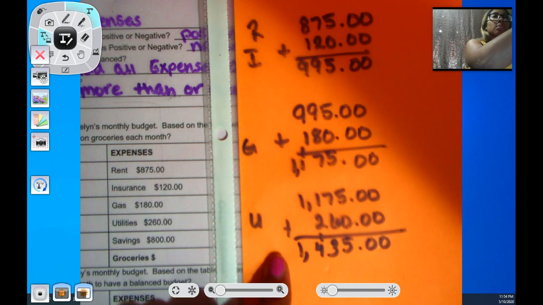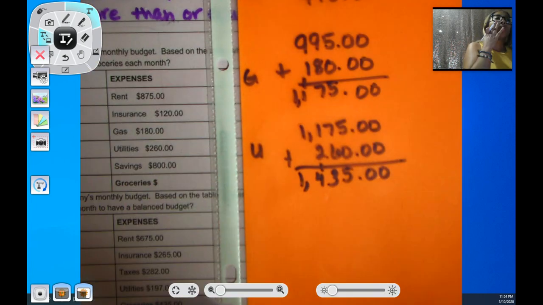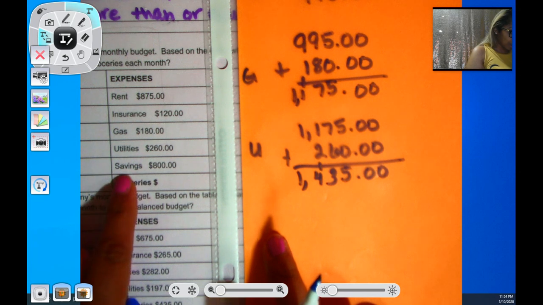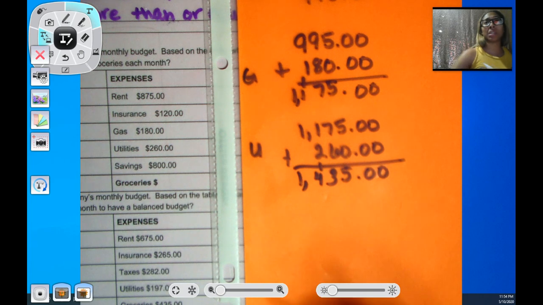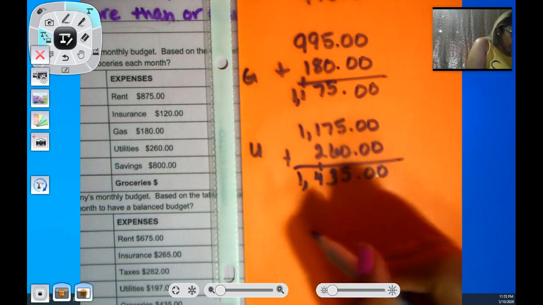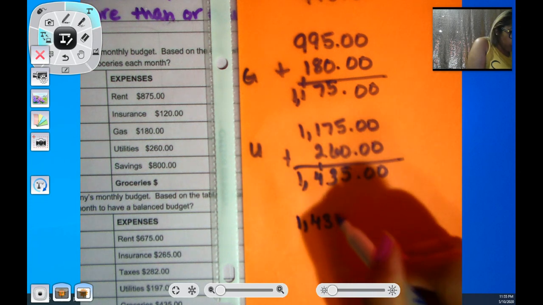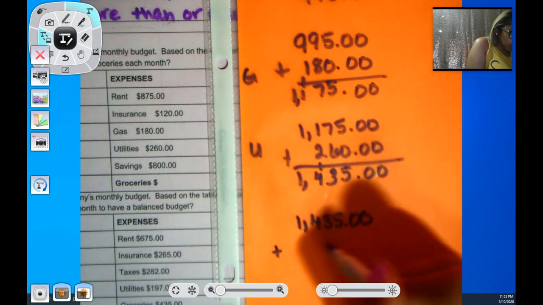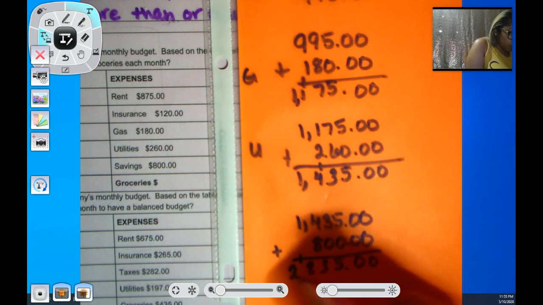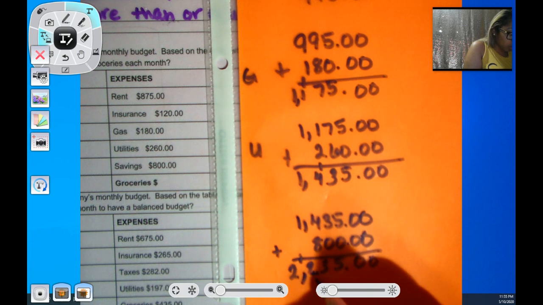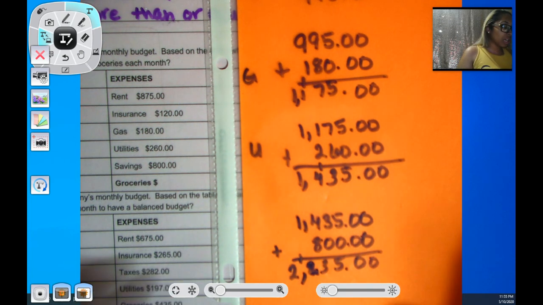Oops, sorry. Scroll down a little bit more. But now we're at savings. She put money into her savings account. We need to also include that as an expense because that is being taken out of her paycheck. So we're going to add that on. 1,435 plus 800. So once we've added that up, we get a grand total of $2,235. So that's how much in expenses that she's already spent.